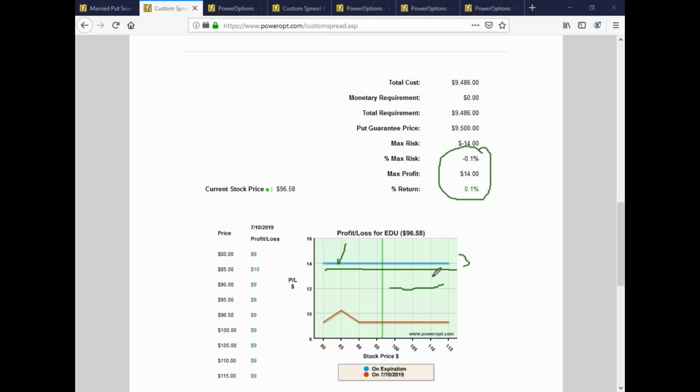If the stock's above 95, the put expires, you get assigned on the call, but your cost basis was 94.86. You make 14 cents of profit, or 0.1%. Stock's below 95, the call expires worthless. You exercise the put. You make 14 cents, 0.1%. The stock could go up to 800, you get assigned on the call and make $14. The stock could go to 10 cents, you exercise the put, make $14.